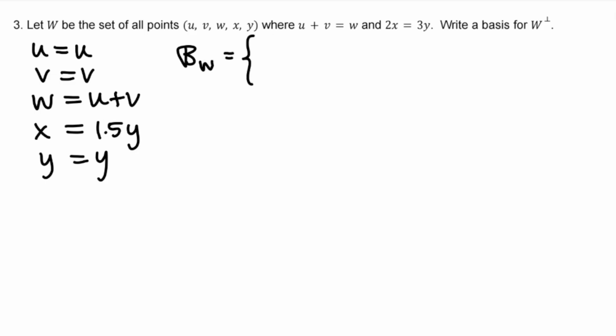All right, so U is going to be 1, 0, 1, 0, 0. V is 0, 1, 1, 0, 0, and then for Y, 0, 0, 0, 1.5, 1.